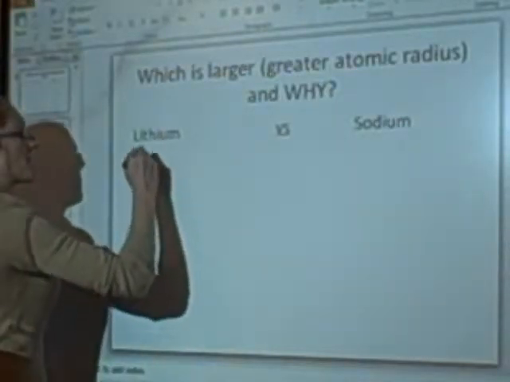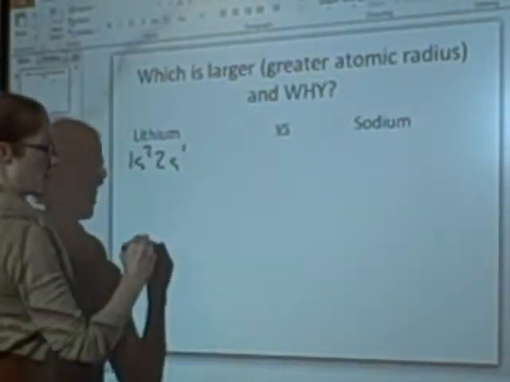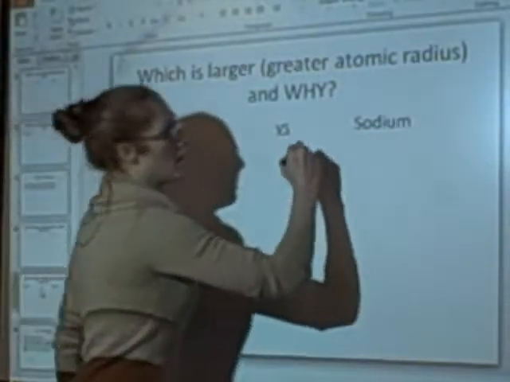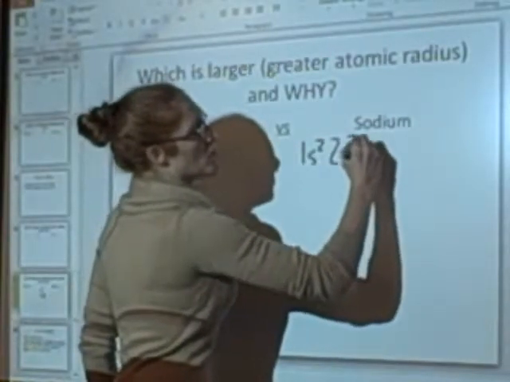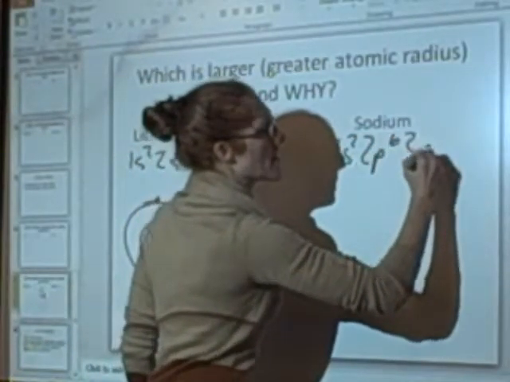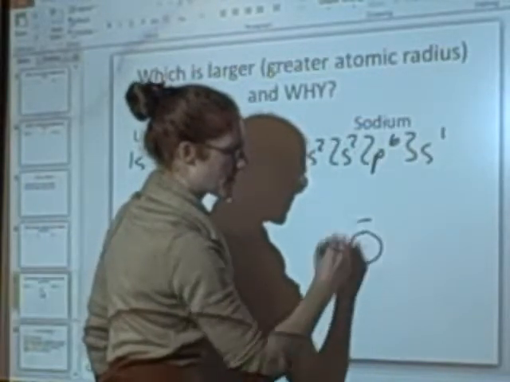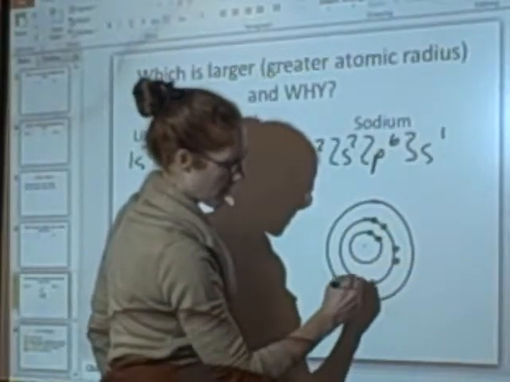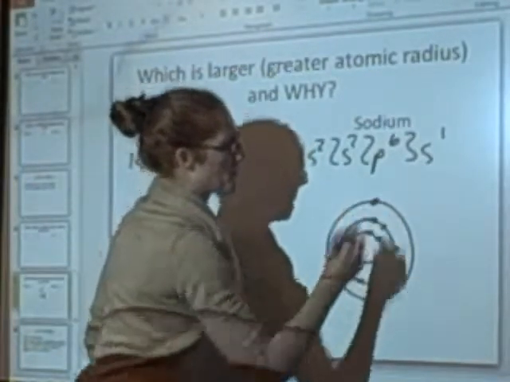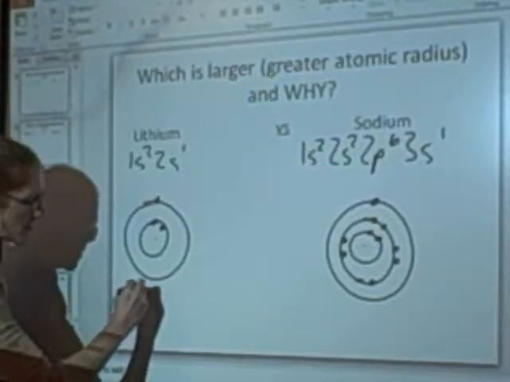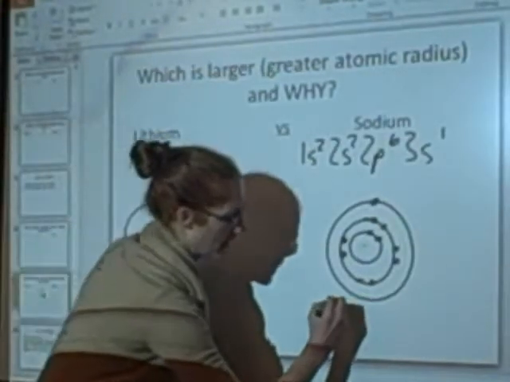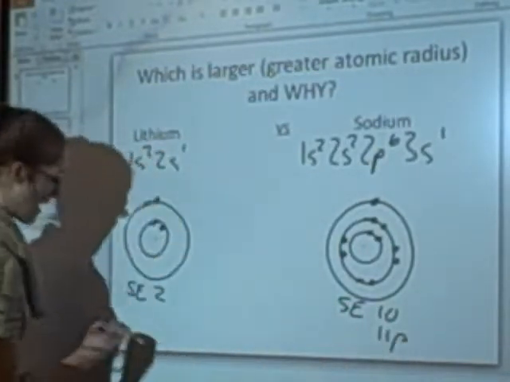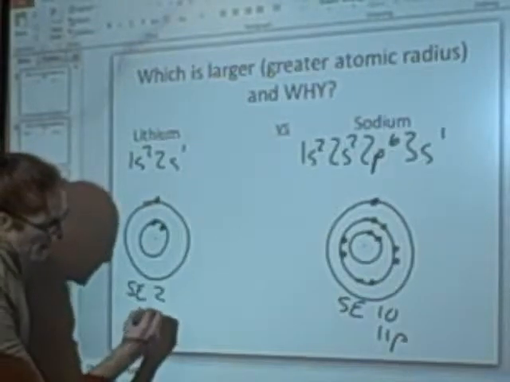Okay, so once again, 1s2, 2s1. Draw our Bohr models, 2 electrons and then 1. And 1s2, 2s2, 2p6, 3s1. So we know we have 3 shells, 2 electrons in the first shell, 8 on the second, and 1 on the third. Okay, so this guy has those 2 shielding electrons. This guy has 10 shielding electrons. This has 11 protons, and this one has 3 protons.